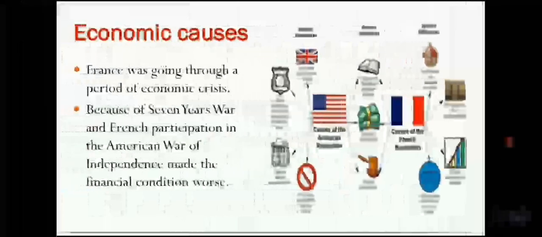Economic causes. On the eve of the French Revolution, France was going through a period of economic crisis. The French treasury was bankrupt because of its involvement in the Seven Years' War that ended in defeat. The luxurious lifestyle of the royals and nobles in the Versailles court, that is Versailles Palace, in contrast to the grinding poverty of the common people, made the people accept the new ideology of the French philosophers of the 18th century.